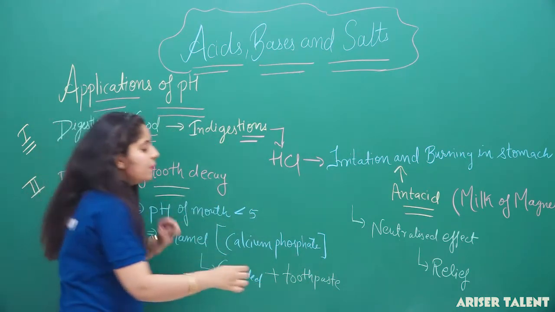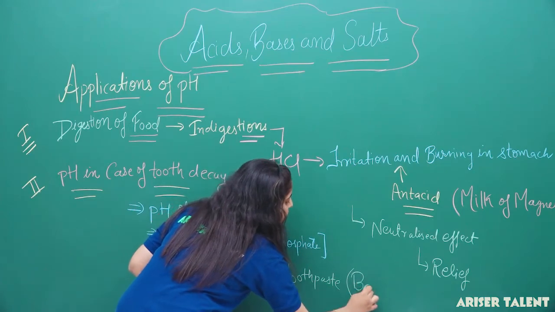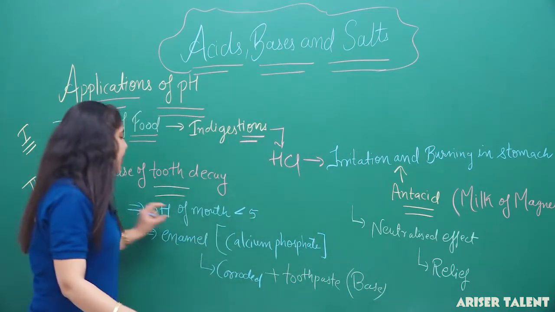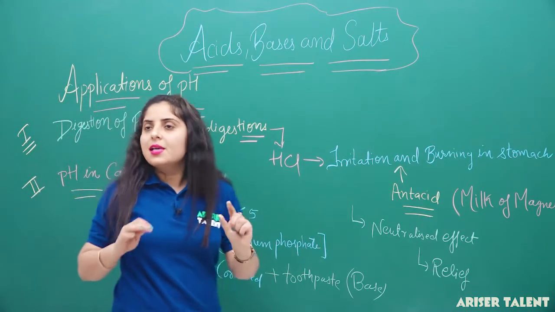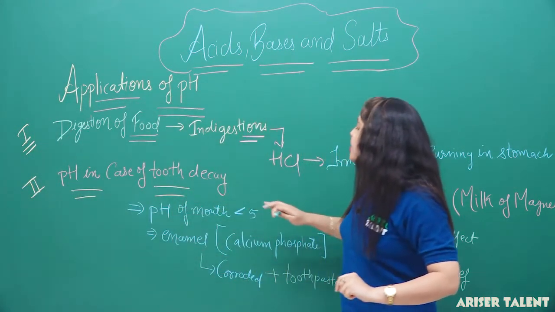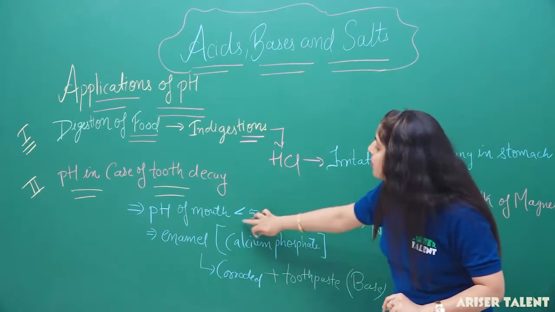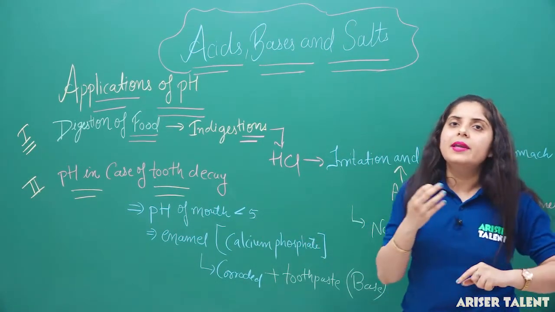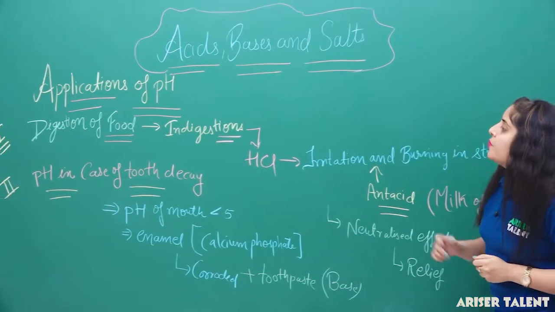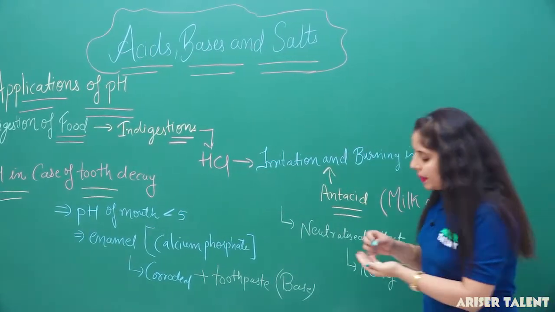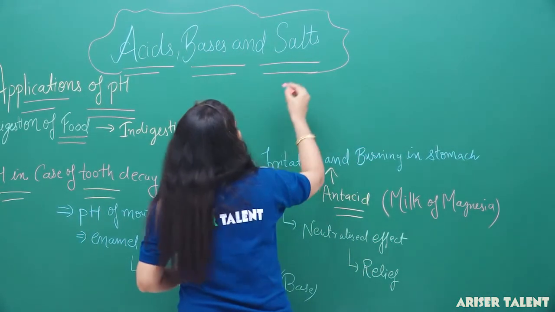This toothpaste will consist of a base that will react with acid to neutralize the effect, and we will feel some relief. So the pH of the mouth should also be kept below 5 only. If it is greater than 5, then it will corrode the layer of our teeth. Now we are proceeding to the third application of the pH.